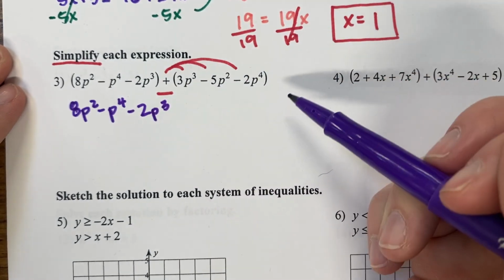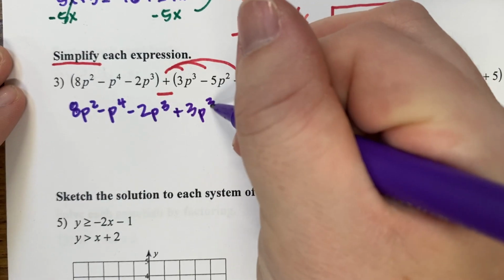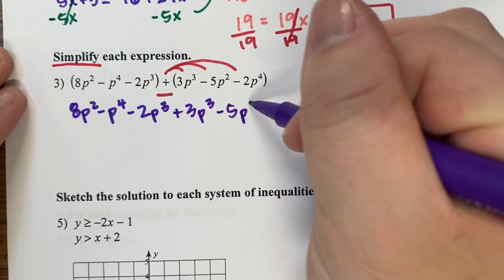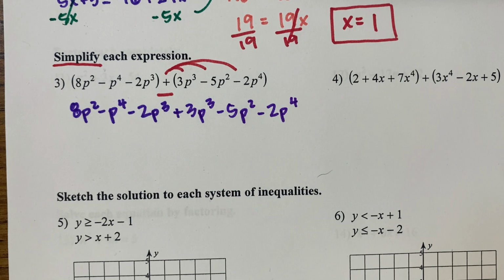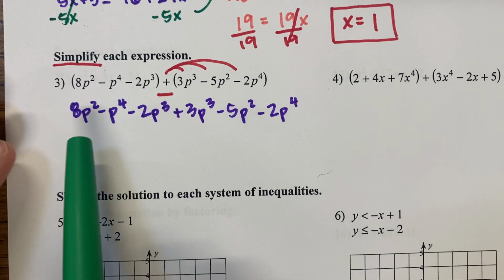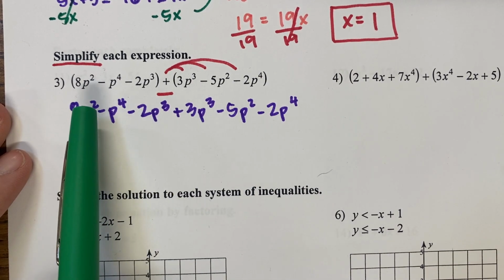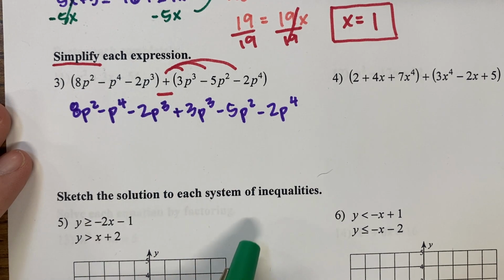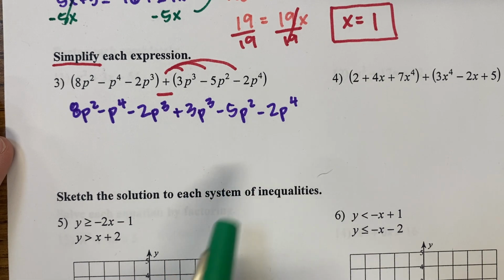Okay, well, since these guys' signs don't change, this is a positive 3p cubed, a negative 5p squared, and a negative 2p to the 4th. Okay, so now in order to simplify this guy, we just need to combine like terms. Remember, in order for it to be a like term, it needs to have the same variable, which these all have p's, but they need to be to the same power. Some are squared, some are cubed, and some are to the 4th power. You can only combine squareds with squareds, cubes with cubes, 4th power to the 4th power.